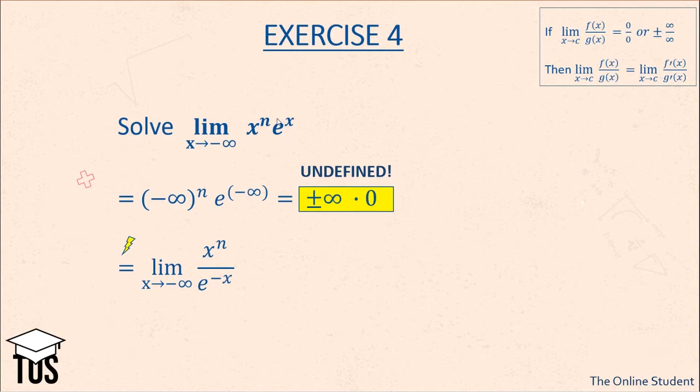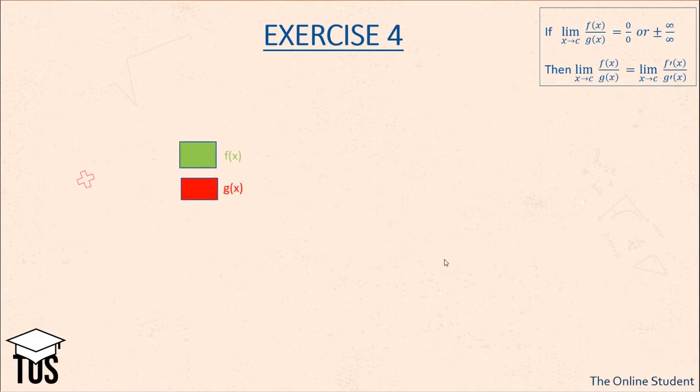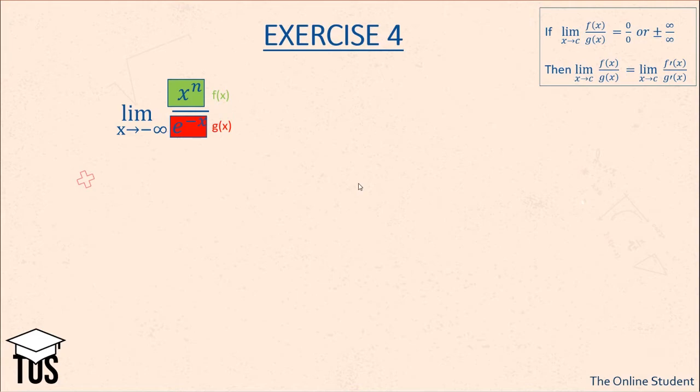We could write this e to the power of x as if it were 1 divided by e to the power of minus x. So now we have a fraction that we can apply L'Hospital's rule to. We call the numerator the green function again and the denominator the red function again. Let's check if we can apply L'Hospital's rule. We fill in the value minus infinity for x. This gives us minus infinity to the power of n divided by e to the power of minus times minus infinity. This gives us a fraction of infinity divided by infinity, so we can use L'Hospital's rule.